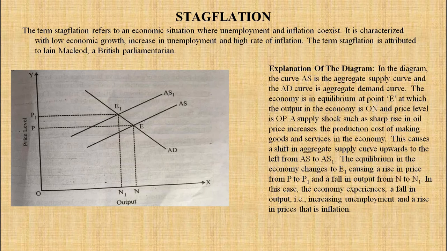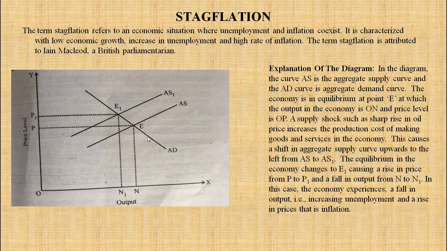Now I'll explain it to you with the help of a diagram. What is stagflation, or how can we see that? In this diagram, along the x-axis we measure output, along the y-axis we measure price level, and AS is the aggregate supply curve and AD is the aggregate demand curve.